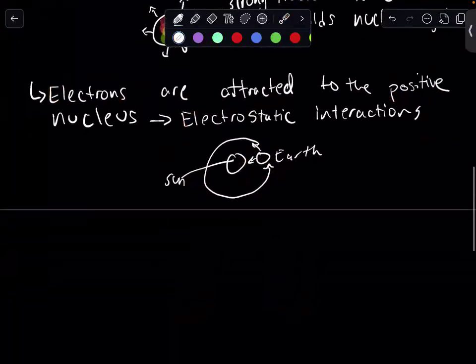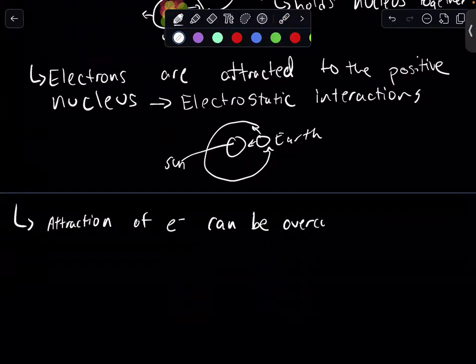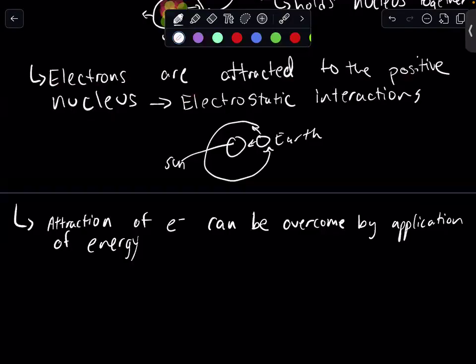So with that, we have to figure out, well, what can happen based on these interactions? Well, first off, the attraction of electrons can be overcome by application of energy. Basically, if we get an electron and we give it so much energy, it can break free of the nucleus. It can break free of that attractive force.